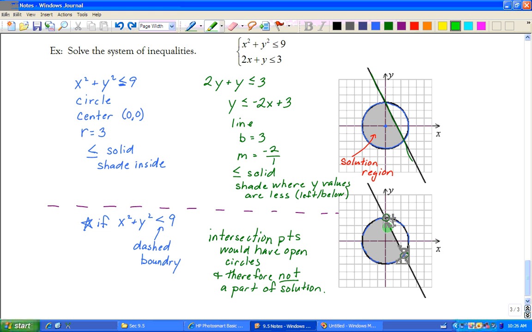So you just have to be careful with our inequalities of solid or dashed lines. Are we going to include the intersection points or not? So open circles if not.